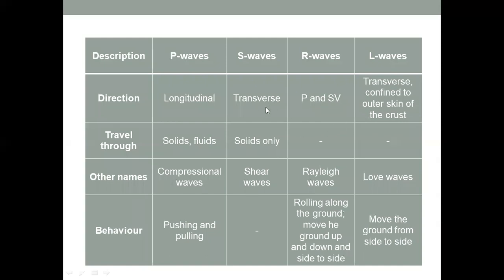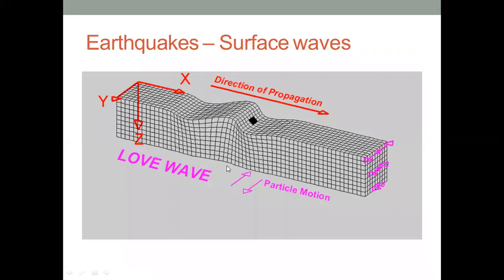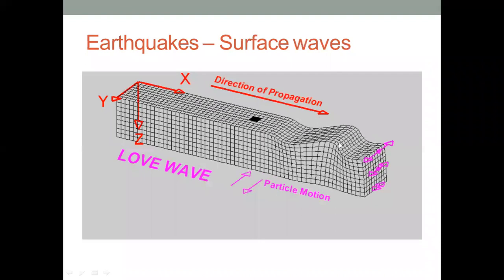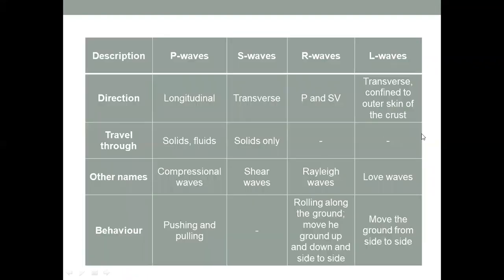Similar to the S wave in the transverse direction, but it is confined to the outer skin of the crust. We have already seen the animations as examples. P waves will travel through solids and fluids also, but S waves, shear waves, will travel only through solids. And other names: P waves are primary waves or compressional waves, S waves are called shear waves, R waves are of course Rayleigh waves, and L waves are Love waves.